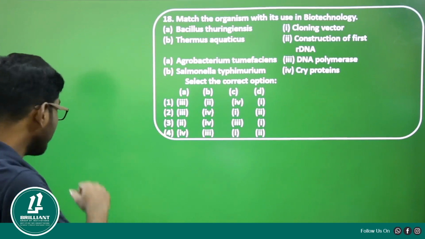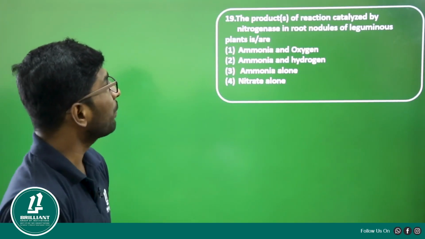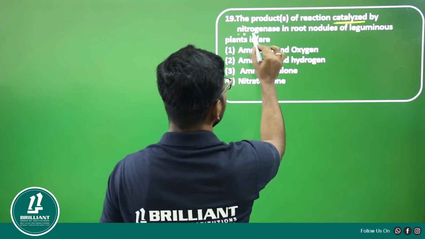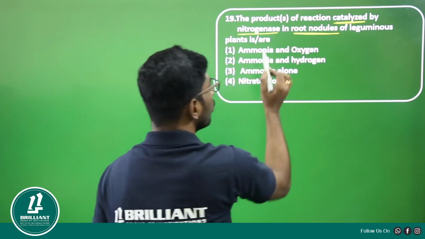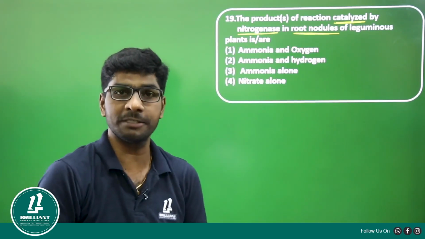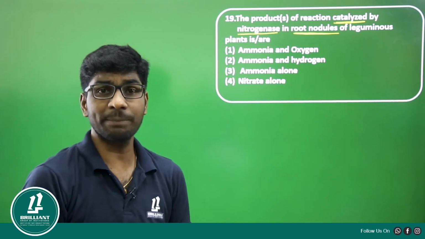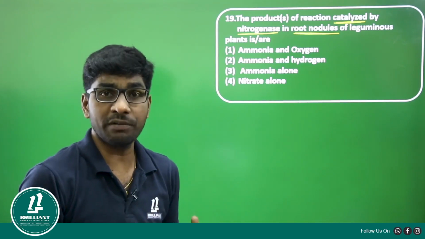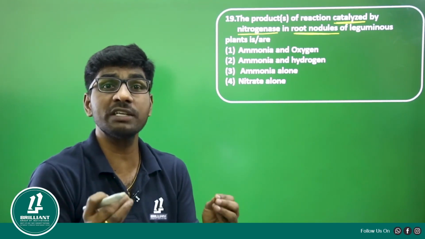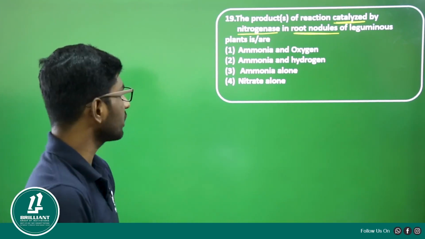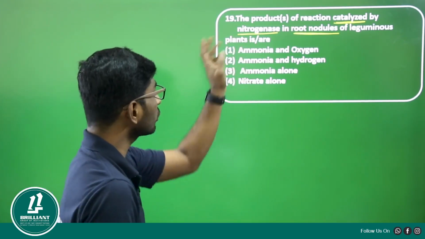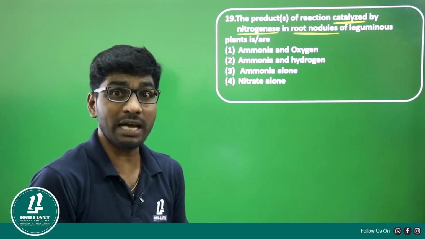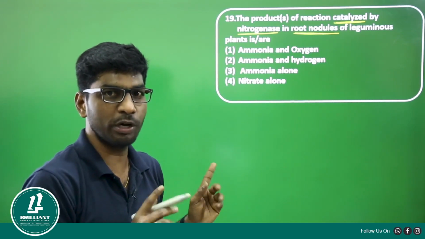Look at the next question, 19th question. The products of the reaction catalyzed by nitrogenase in root nodules of leguminous plants. This question is from a chapter called Mineral Nutrition, right? They're asking about the leguminous family, root nodule, nitrogen fixation. So in this question, we need to understand something. They have already given the nitrogenase enzyme. Nitrogenase enzyme cannot be active in the presence of oxygen. So remove one option here.